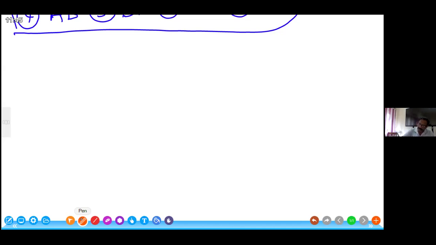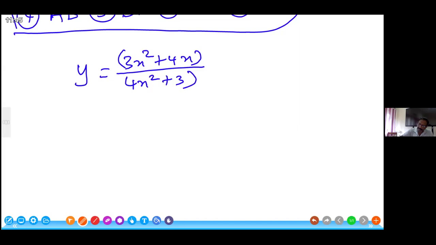This is the quiz. My function has been given as y is equal to 3x square plus 4x divided by 4x square plus 2. Find out the derivative dy by dx. Even if you need not solve completely, even the first step is more than enough. You don't have to simplify. One step is more than enough. Okay, we start.